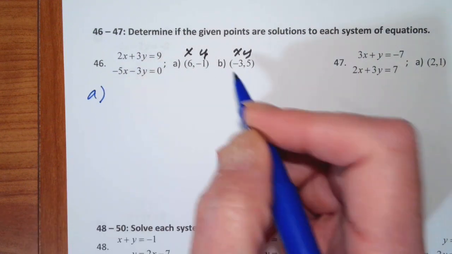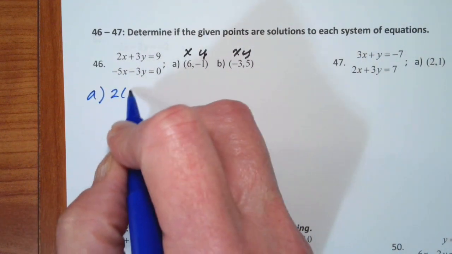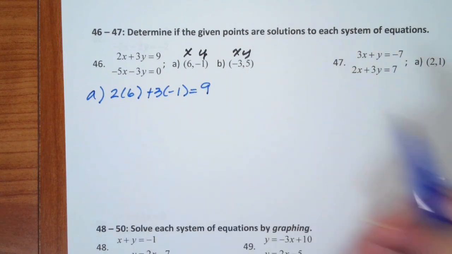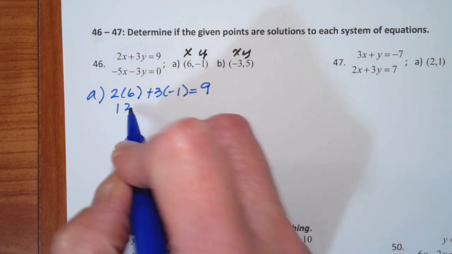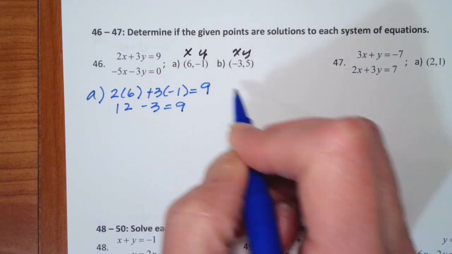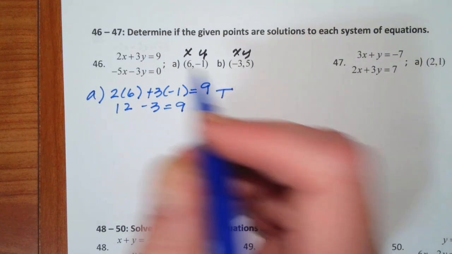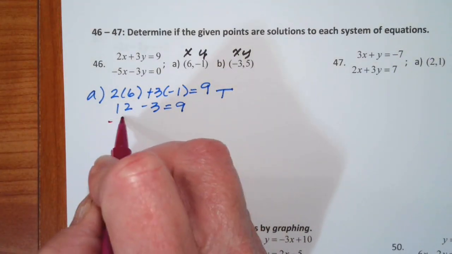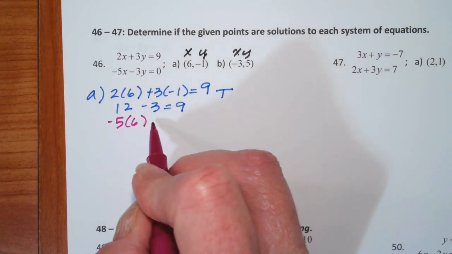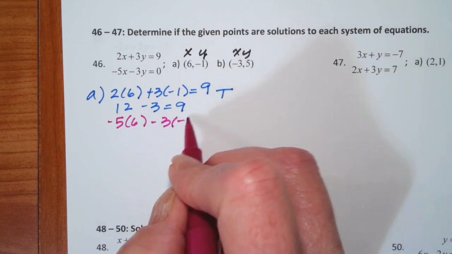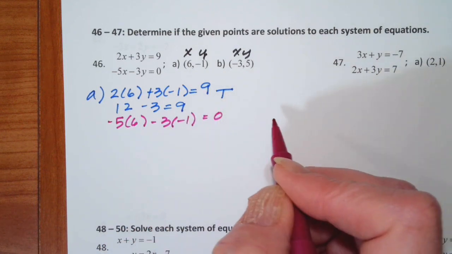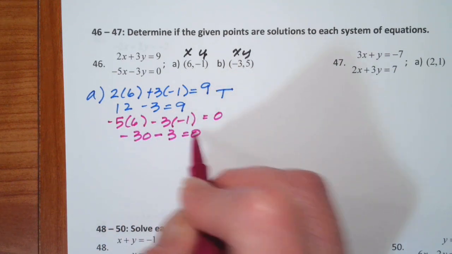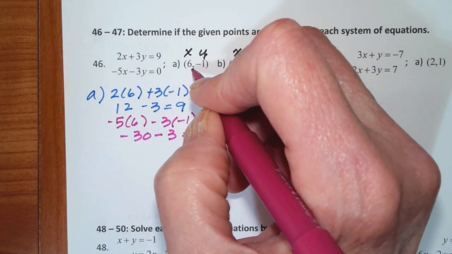Okay, so for part A, I want to know if 2 times 6 plus 3 times negative 1 equals 9. Well, this is 12 minus 3 is equal to 9, so that one's true. Then I want to know if negative 5 times 6 minus 3 times negative 1 is equal to 0. Well, negative 30 minus 3 equals 0 is false. So the answer here is no.